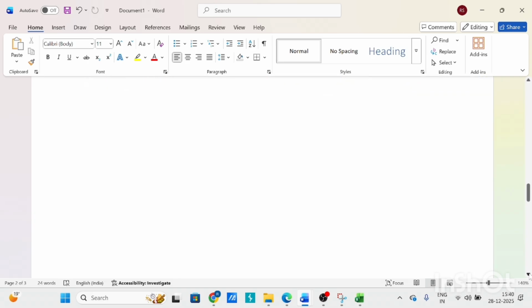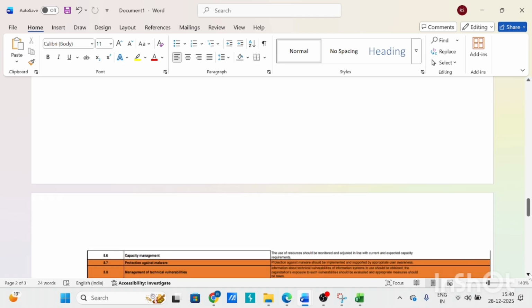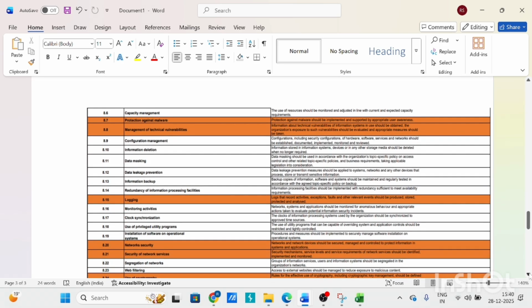Next is 8.6, capacity management, where the use of resources should be monitored and adjusted in line with current and expected capacity requirements. How to protect our organization from malware: protection against malware should be implemented and supported by appropriate user awareness. Management of technical vulnerabilities: information about technical vulnerabilities of information systems in use should be obtained.